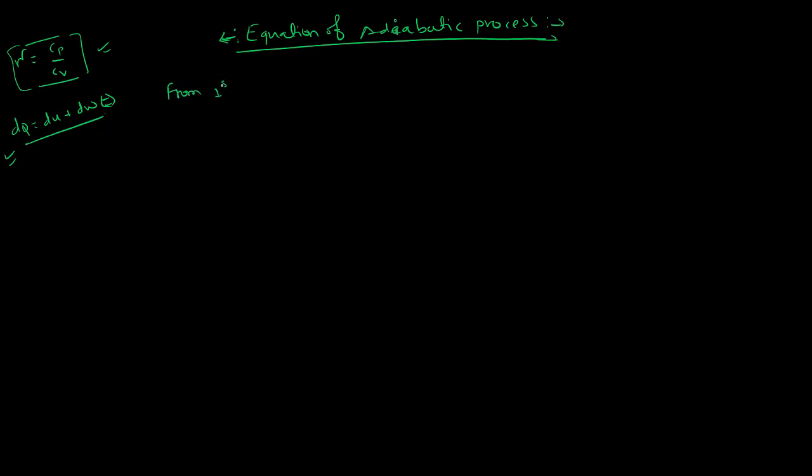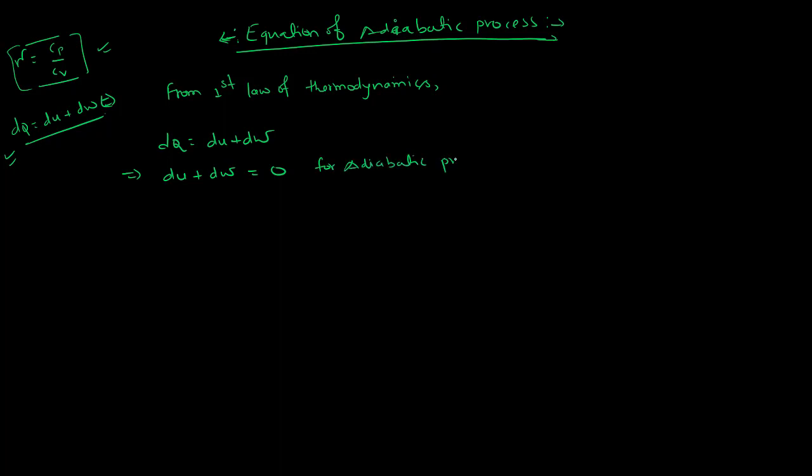From the first law of thermodynamics, we know that dQ equal to dU plus dW, which implies that dU plus dW equal to 0 for the adiabatic process, since dQ equal to 0. Also we have dU equal to Cv dT.